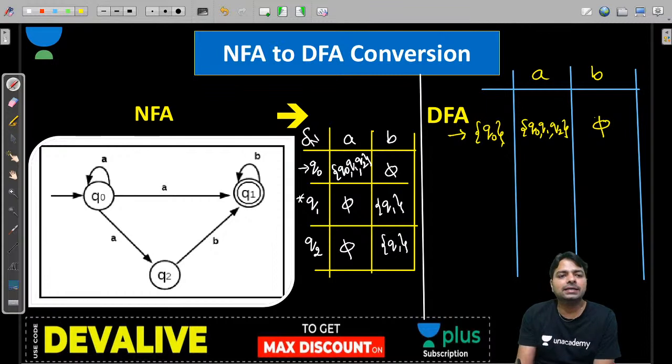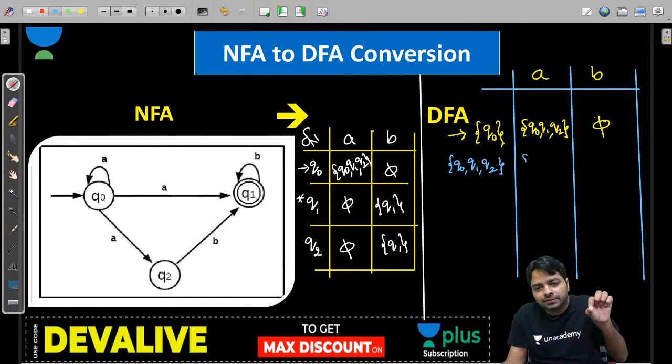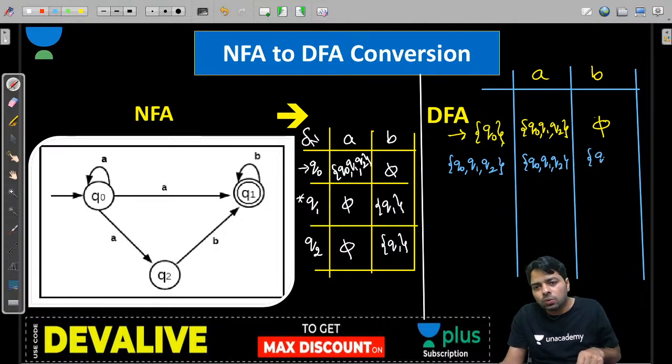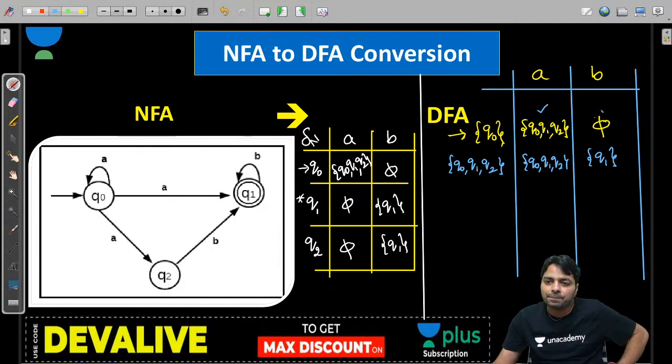Now after that, guys, I don't take anything. I will take only what I need. I need Q0, Q1, Q2. This is the set, and this is also a state of the DFA. And on this state on A, I will combine all the 3 rows. You will get here Q0, Q1, Q2. When I combine all the 3 rows, I will get Q1 on B. Now this is completed.